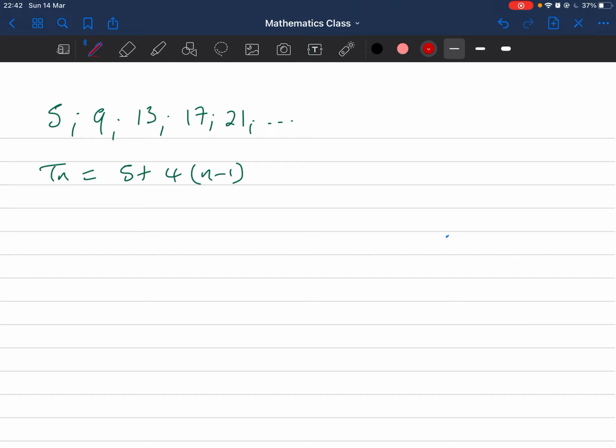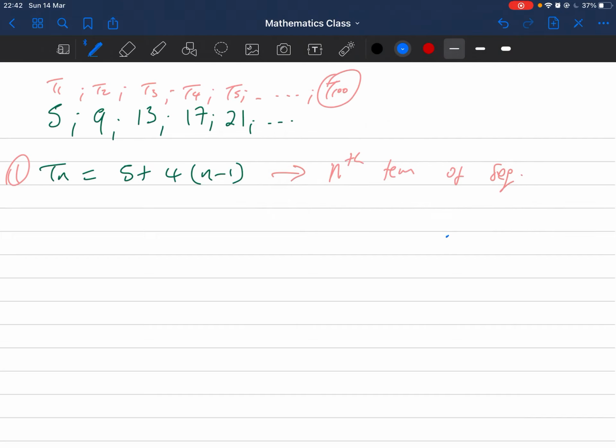What do I mean by that? You see that you are given T1, the first term of the sequence, the second term, the third term, the fourth term, which is 17, and the fifth term, which is 21, right? But we don't know the 100th term of the sequence. Now, let's say we want to find the 100th term of the sequence. Like here in the previous video, we found the nth term of the sequence.